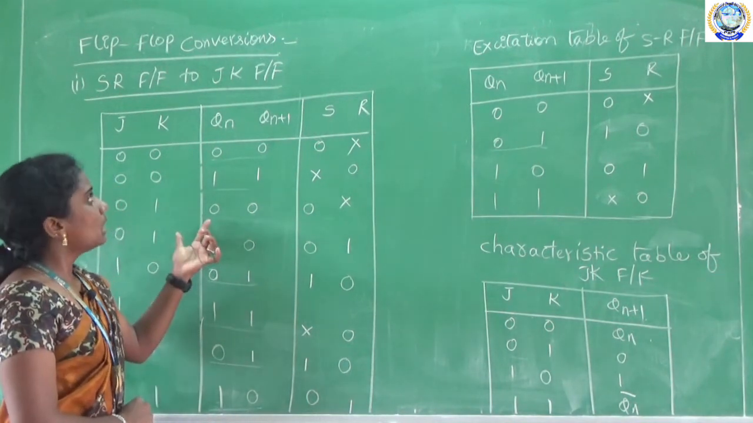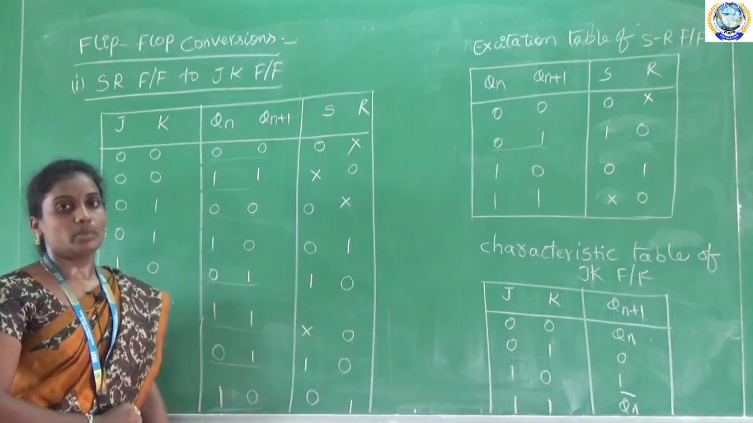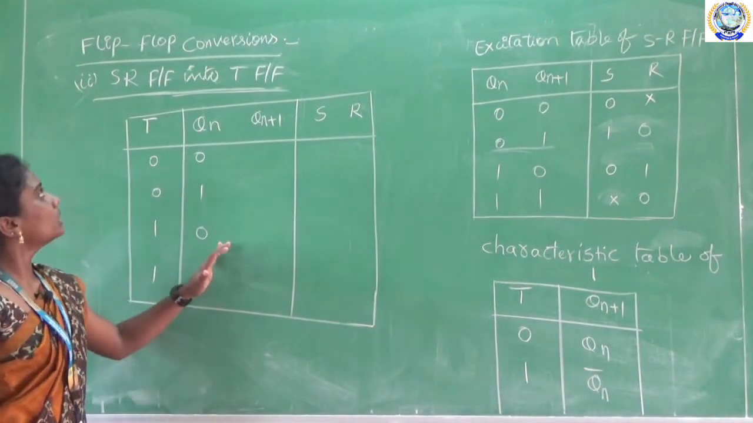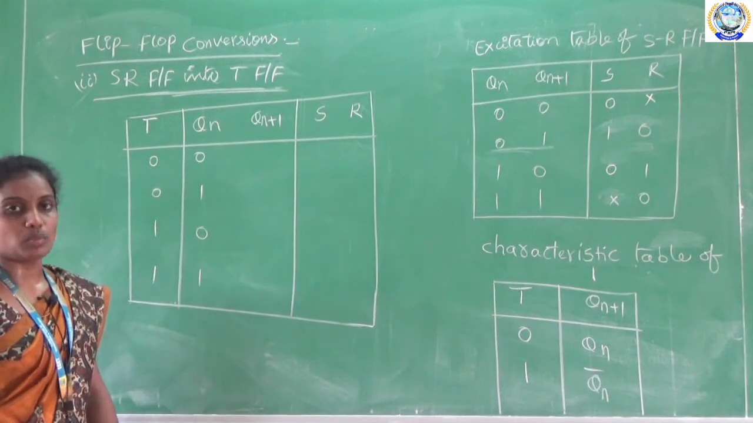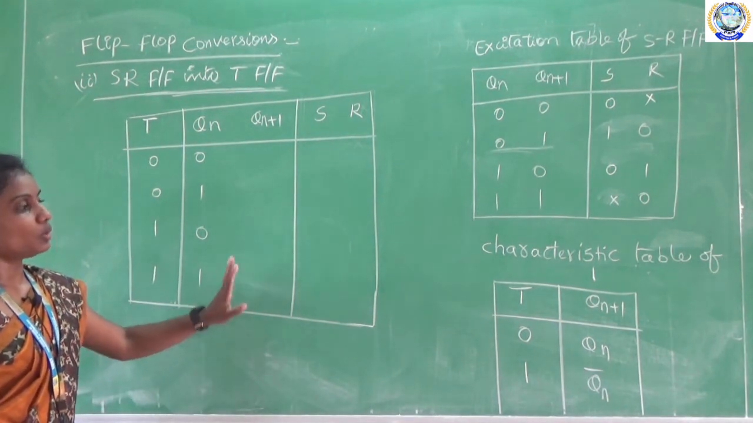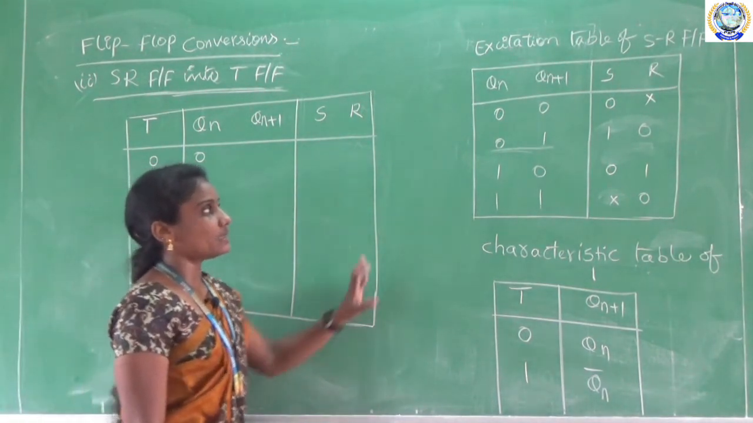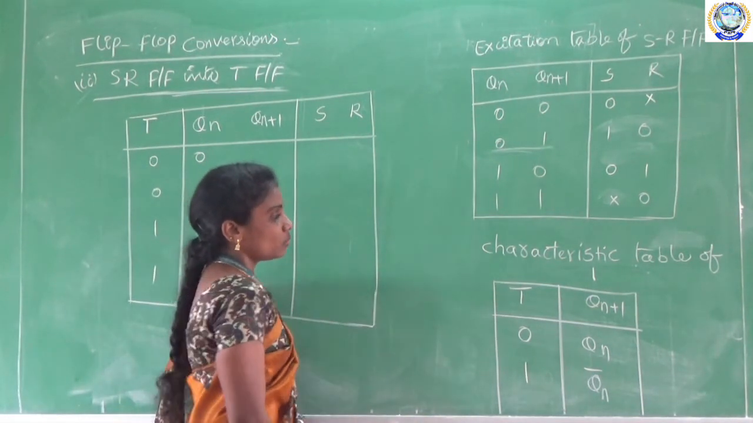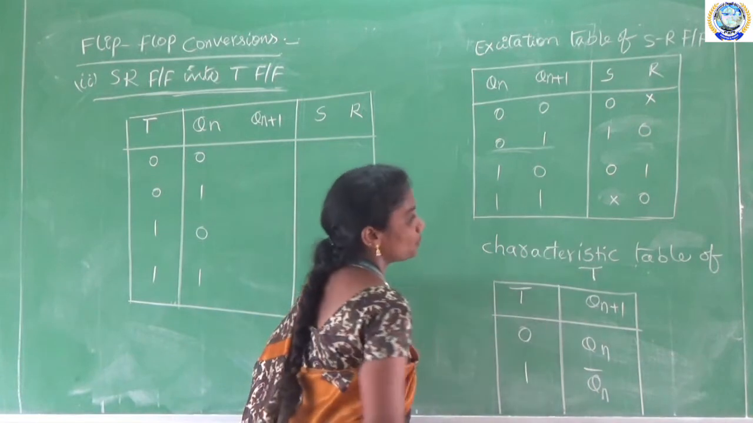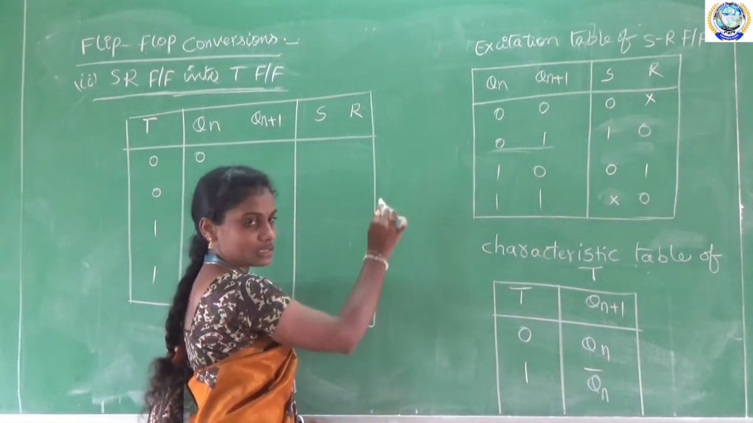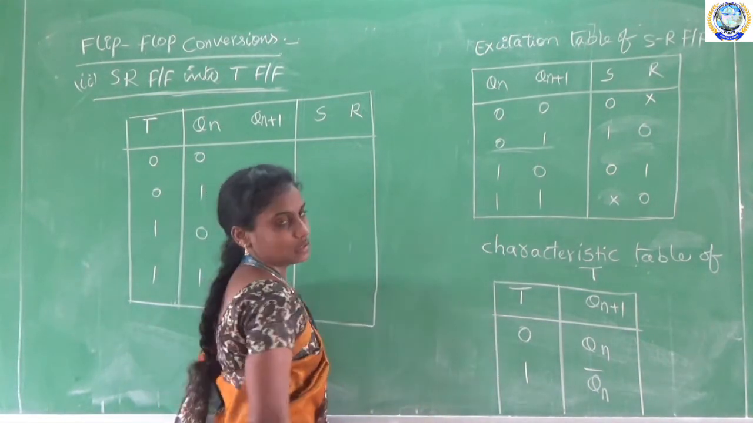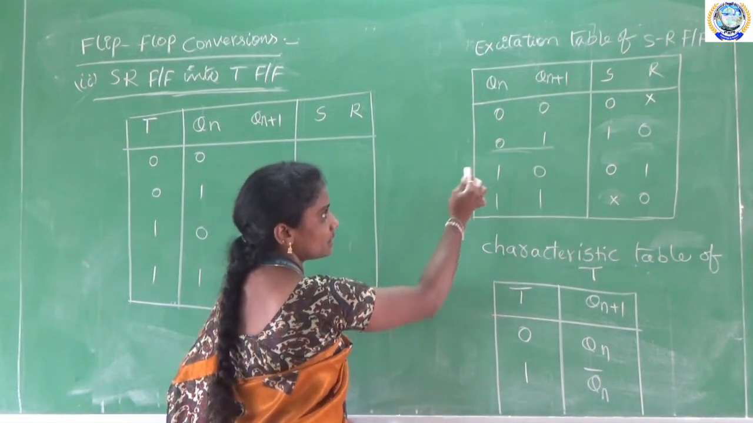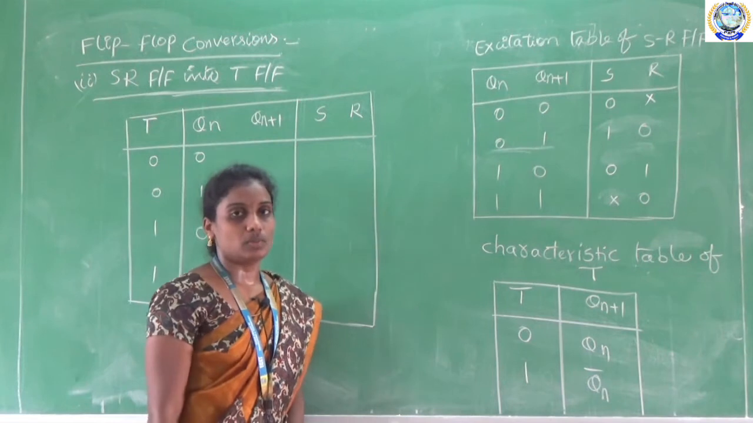So now let's see how to convert SR flip-flop into T flip-flop. Here, we will be converting SR flip-flop into T flip-flop. To convert SR flip-flop into T flip-flop, we need the excitation table of the SR flip-flop and the characteristic table of the T flip-flop. So these two are the characteristic table and the excitation table of the T flip-flop, and this one is the excitation table of the SR flip-flop.